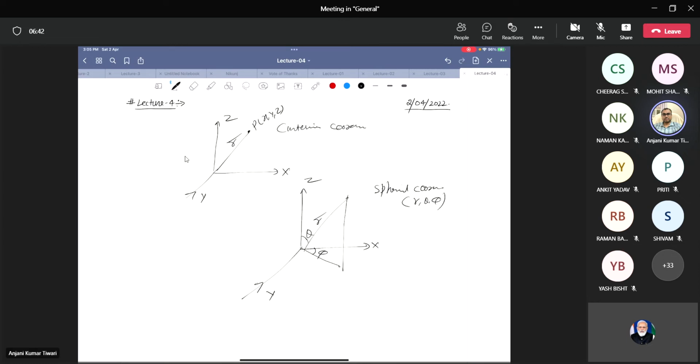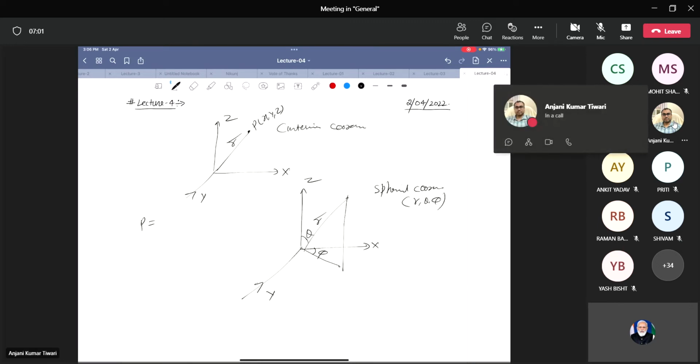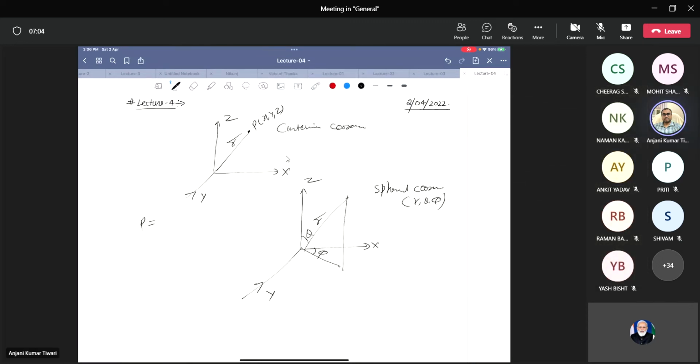Any vector, I can write as xi plus yj plus zk. So I have a vector a, which I can write as a_x x-hat plus a_y y-hat plus a_z z-hat. This is how I represent a vector in Cartesian coordinates. The thing is, I want to represent the same vector in spherical polar coordinates. So how do I do that?